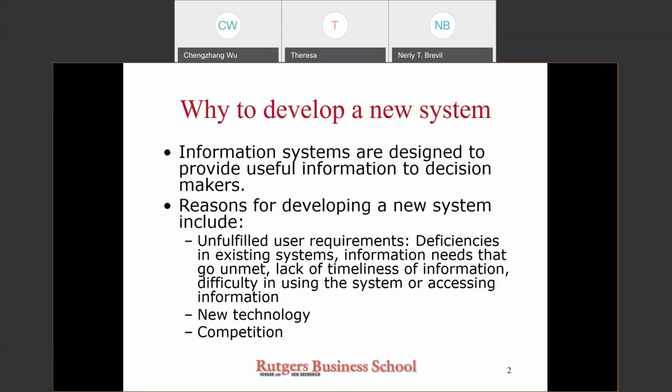Well, these are two examples of the competitive forces that drive the information system to develop in response to a new trend in a company.